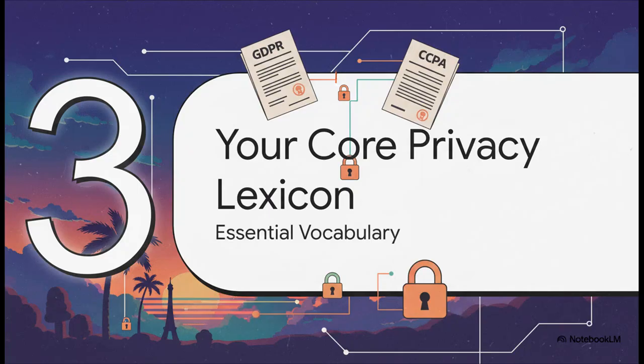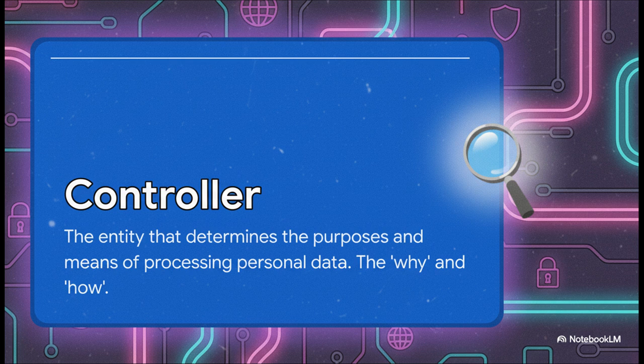Which brings us right to our core lexicon. Using these terms correctly isn't just about sounding professional, it's about accurately describing legal roles and responsibilities, and that has a direct impact on liability. First up, the controller. This is the primary decision maker. It's the entity that defines the why and the how of any data processing.